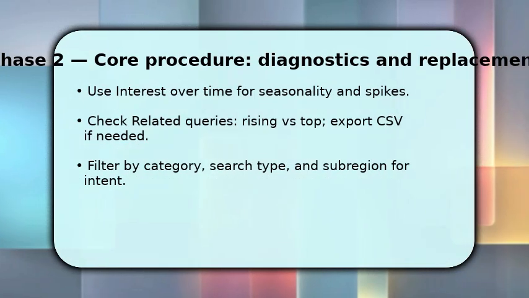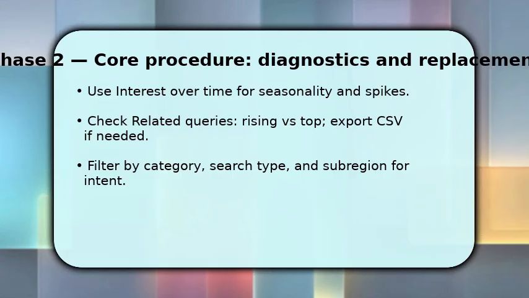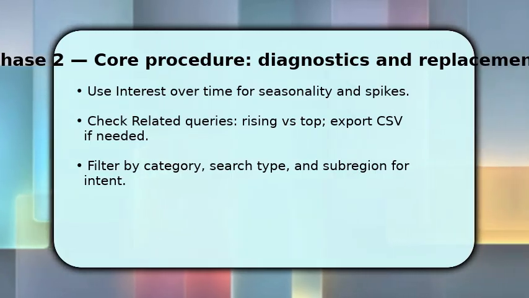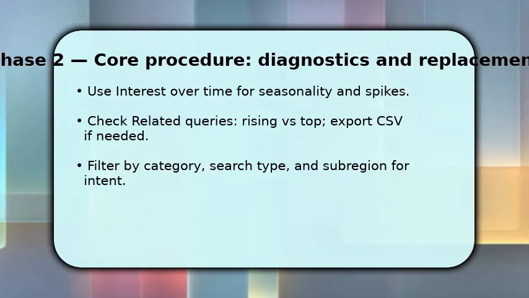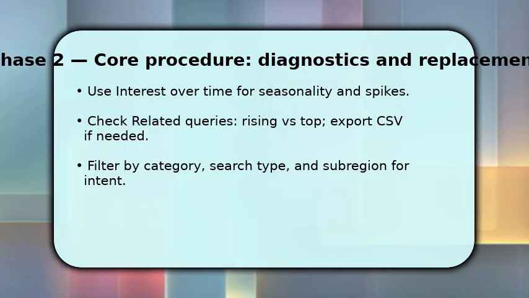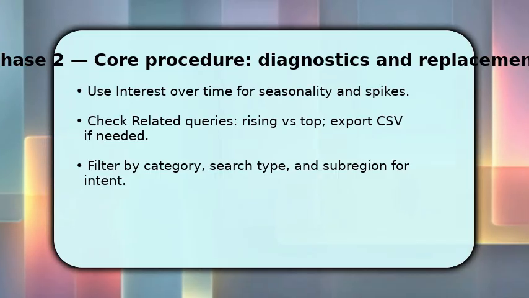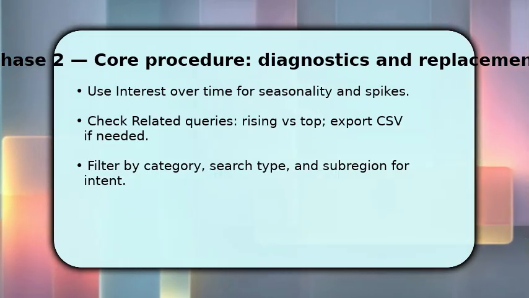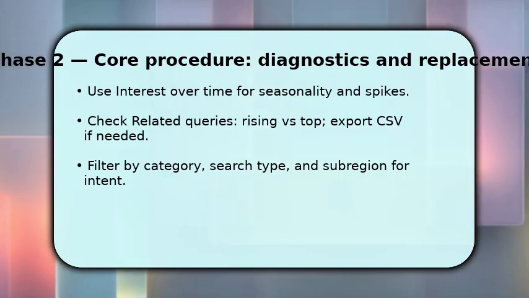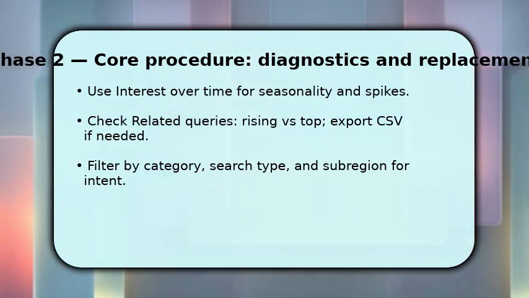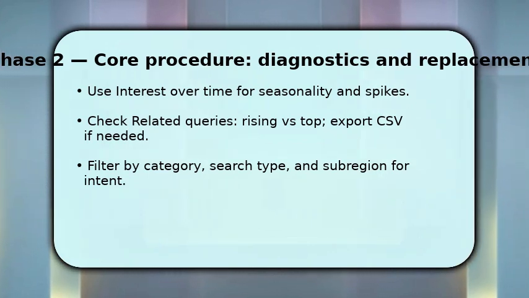Now dive into patterns. Read the interest over time chart to find seasonality or sharp spikes that signal trending opportunities. Then scan related queries. Prioritize rising queries for fast wins and top queries for steady traffic. Make sure to filter by search type, web, image, news, or YouTube, because intent shifts how you write. Once you identify promising queries, export the CSV or copy the terms to a content sheet so you can build targeted titles and headings based on real user phrasing.